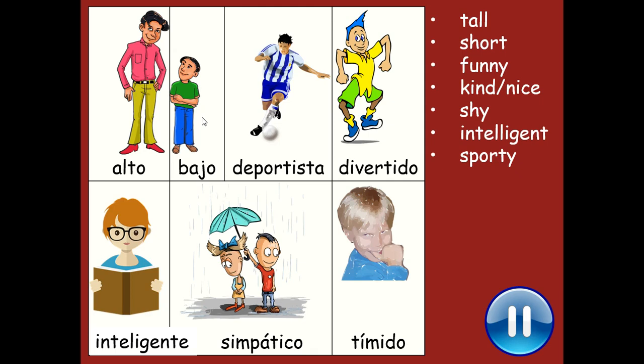So let's have a look at some more specific adjectives. Here are the 7 that we had a quick look at before. And what I would like you to do is to pause the video, write down the Spanish adjectives, and then see if you can match them up with the English words that are on the right-hand side of the screen here. So pause the video, write down the Spanish adjectives and match them up with the English, and then press play when you're ready to continue.